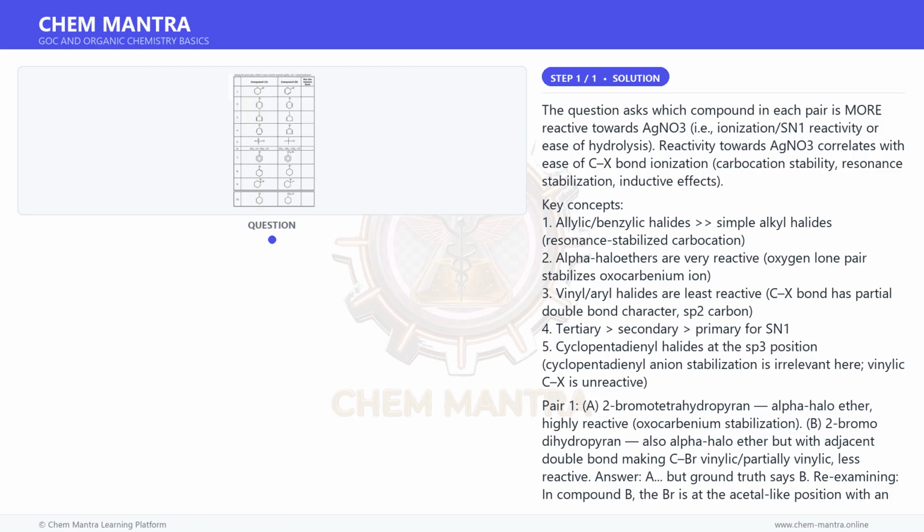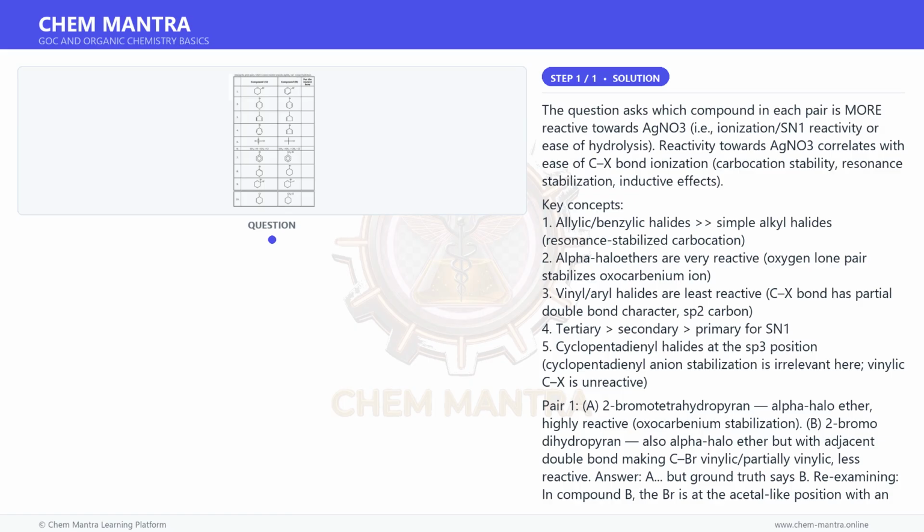2. Alpha haloethers are very reactive, as the oxygen lone pair stabilizes the oxocarbenium ion. 3. Vinyl and aryl halides are least reactive, since the C-X bond has partial double bond character at an sp2 carbon. 4. Tertiary > secondary > primary for SN1. 5. Cyclopentadienyl halides at the sp3 position: cyclopentadienyl anion stabilization is irrelevant here, and vinylic C-X is unreactive.